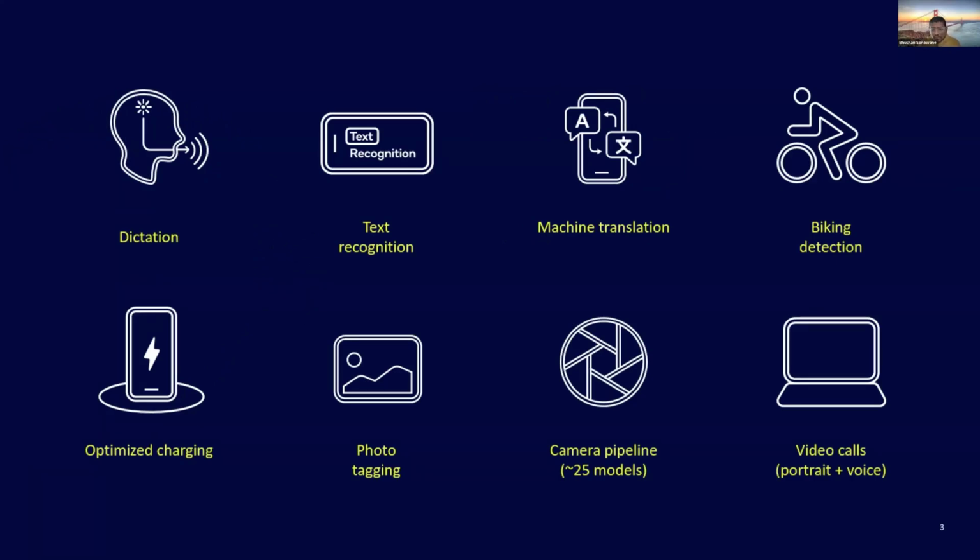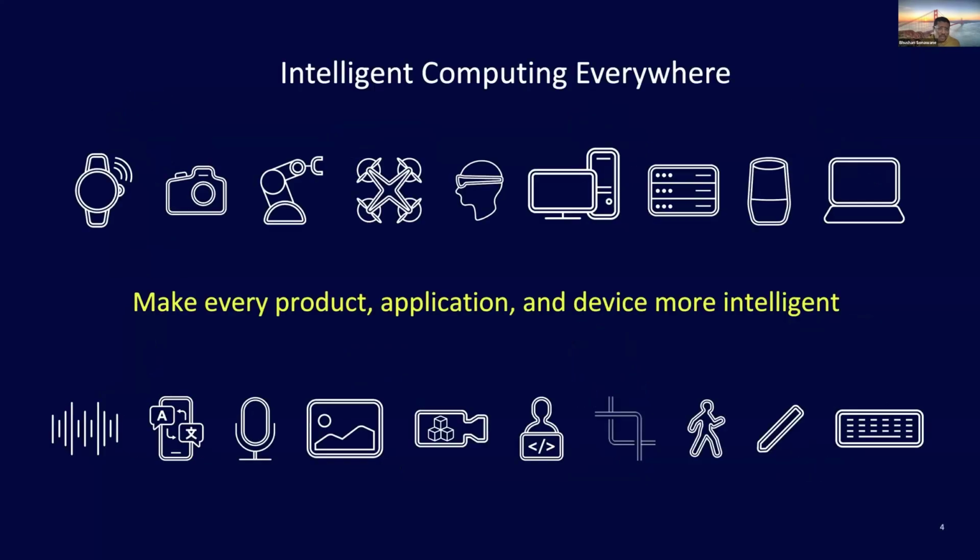So on device does seem to be quite widely used right now in our systems, but still it's not that easy to use as a developer, and that's something we're simplifying with the AI Hub. Our goal is to make every product, application, and device more intelligent, and we want to enable that by allowing all developers to integrate AI in their apps on every platform possible.